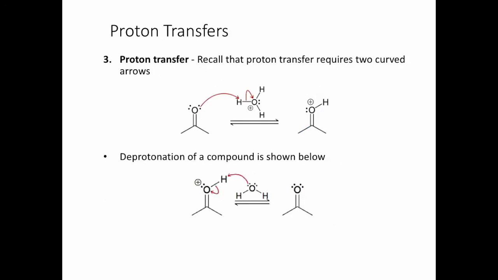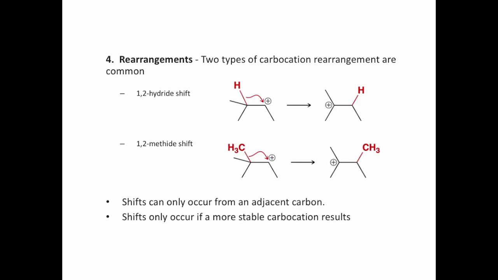The third type is a proton transfer. So whenever we're shuffling H atoms around, that's a proton transfer. And here we see the carbonyl compound acting as a base, and it's grabbing an H and it's forming this protonated carbonyl. Here water is acting as the base and it's grabbing a hydrogen and removing it from the protonated carbonyl. Then finally, there are rearrangements, which we just talked about.